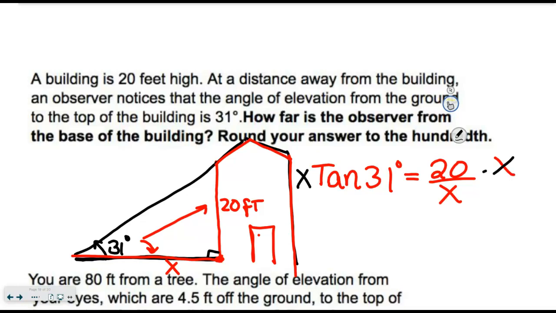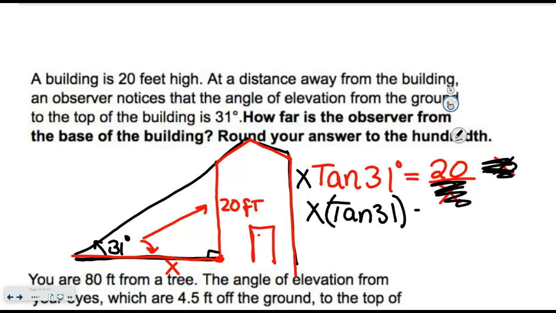the end result is it cancels over on the right-hand side. So I have X times the tangent of 31 degrees, which is a number, is equal to 20. So for me to get what x is, I'll have to divide by the tangent of 31 degrees. So I'm just going to go 20 divided by tangent 31. And I get 33.29. All right? And that would obviously be labeled in feet.